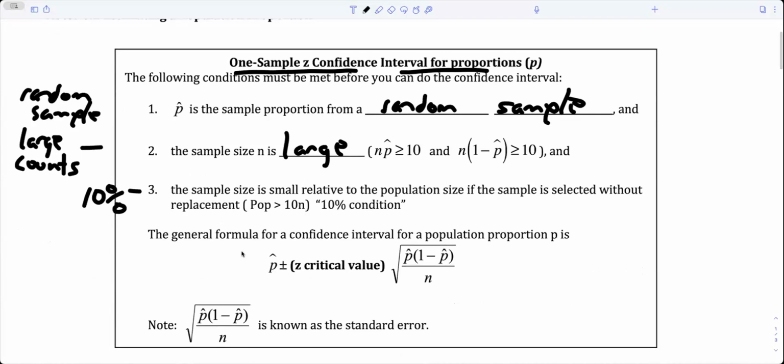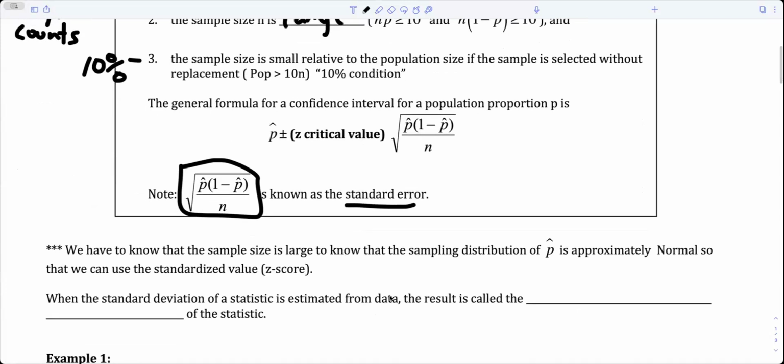Here's the structure for a confidence interval. For a proportion, we have p hat plus or minus z critical value, times the square root of p hat times 1 minus p hat divided by n. Remember, this z critical value is what we looked at in the previous notes, where we're calculating based on the confidence level. And this part right here is known as the standard error.